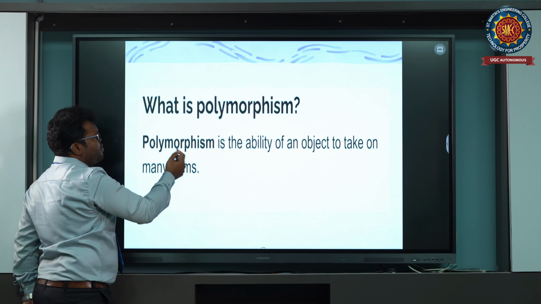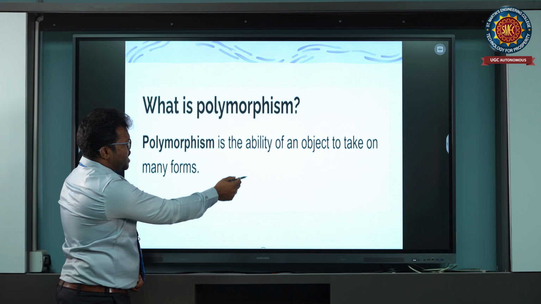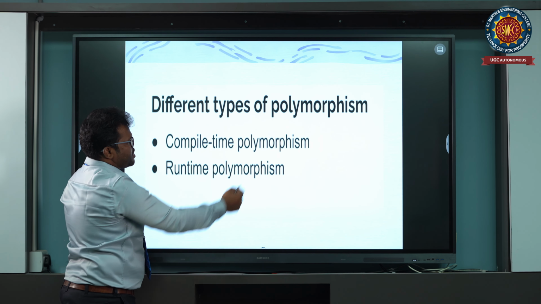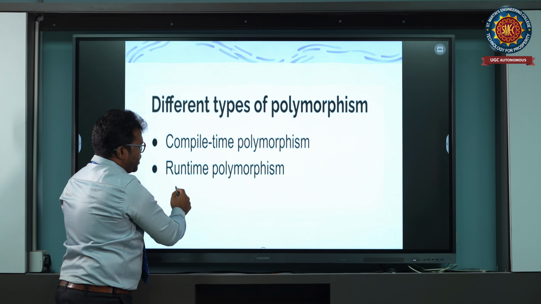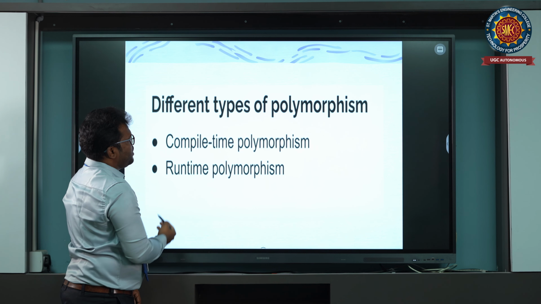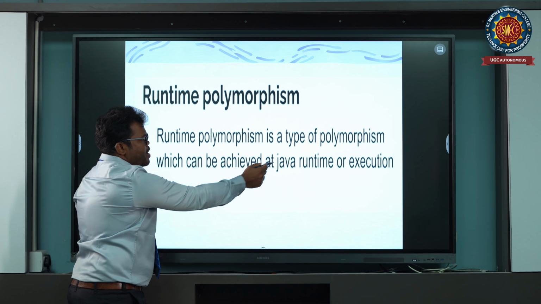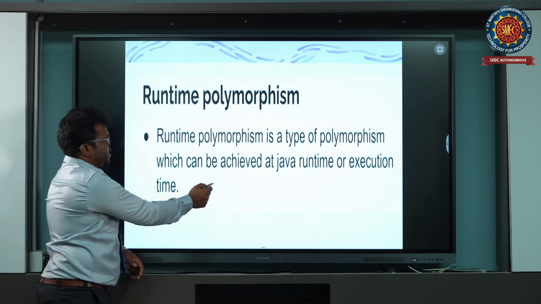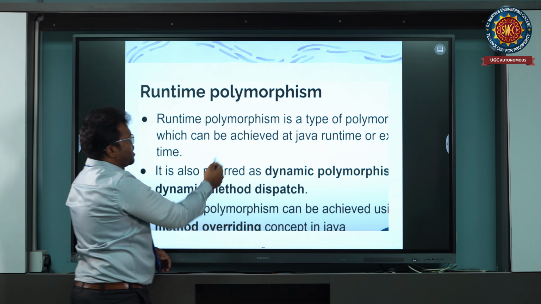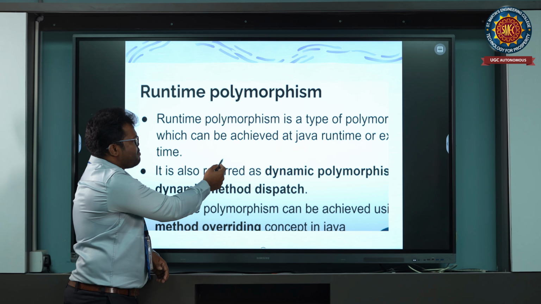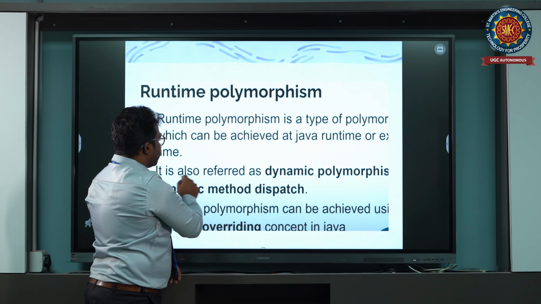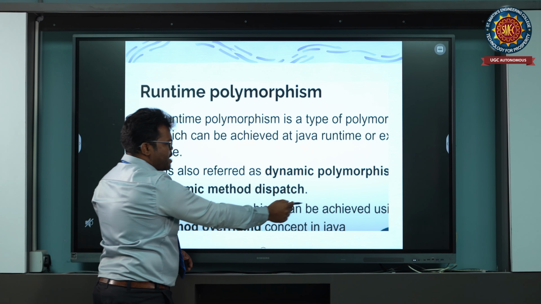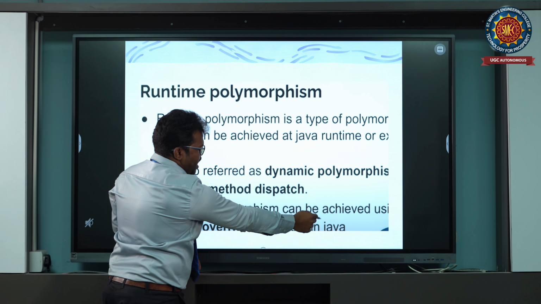Okay. Then what is polymorphism? Polymorphism is the ability of an object to take many forms. The different types of polymorphism are compile time polymorphism and runtime polymorphism. Runtime polymorphism is a type of polymorphism which can be achieved at Java runtime or execution time. It is also referred to as dynamic polymorphism or dynamic method dispatch. Runtime polymorphism is achieved with the method overriding concept in Java.